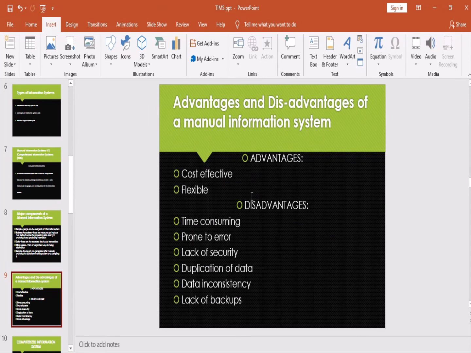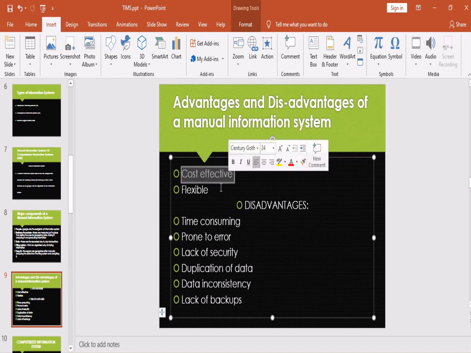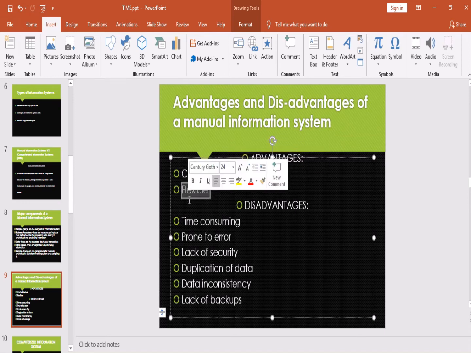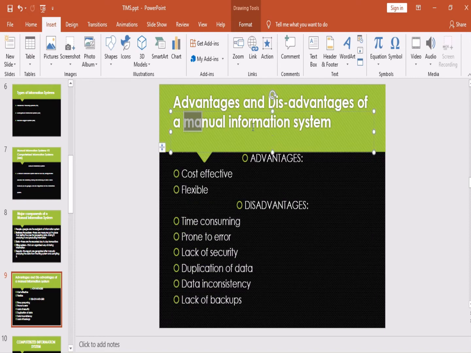So these are the advantages and disadvantages of the manual information system. It is cost effective and flexible. There is no need to spend a huge amount of cost, and it is flexible. We can change whatever changes we require as per our needs. The disadvantages are that it is time consuming, errors will be there, and security is lacking. Duplicate data will be available, along with data inconsistency and lack of backups. So these are the disadvantages of the manual information system.